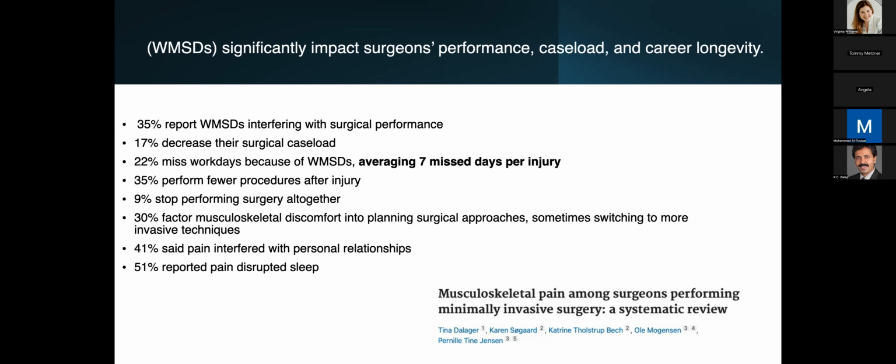In another study, 22% of the surgeons reported missing work days due to these WMSDs, with an average of 7 days per surgeon per injury, and 35% reported performing fewer procedures after their injury. In a further study, 9% of surgeons performing minimally invasive procedures reported stopping their surgical practice altogether due to these injuries. Of note, about 25 to 30% of surgeons do consider musculoskeletal disorders when planning their operative route, and unfortunately, sometimes this leads to switching to more invasive techniques.